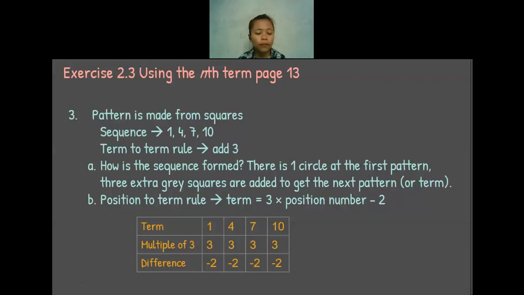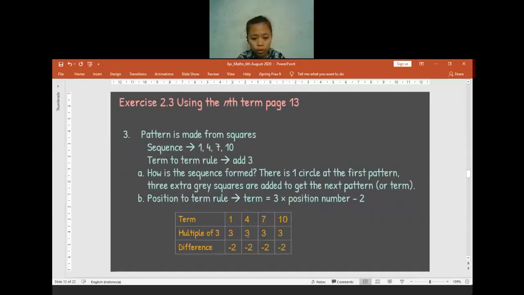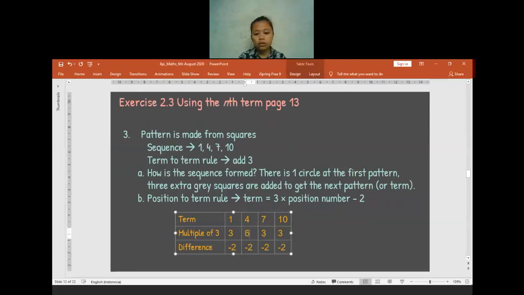So for the position to term rule, we will have 3 times position number minus 2. Is there anyone who is confused at question 3, or maybe the typo made you confused or anything? Is there anyone who is confused so far, before I move to the next question? No question? Okay. If you have no question, I will move to question 4.